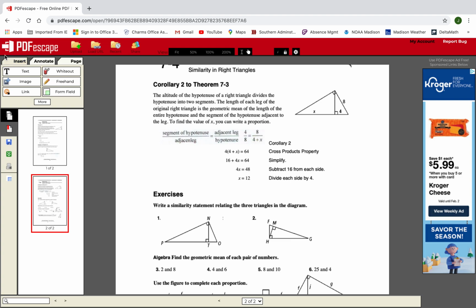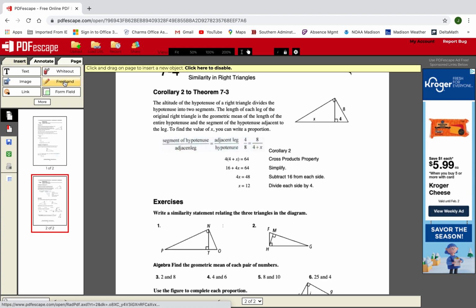Remember, anytime that you have a binomial in a proportion, you need to put parentheses around it to keep it together so it doesn't get away. So that when you're cross multiplying here, 4 times the quantity 4 plus x is represented here. Remember, when you're distributing, you have to distribute to both parts inside the parentheses. 4 times 4 is 16, and 4 times x is 4x.